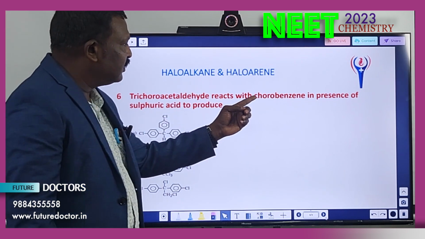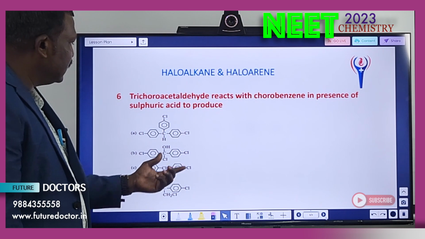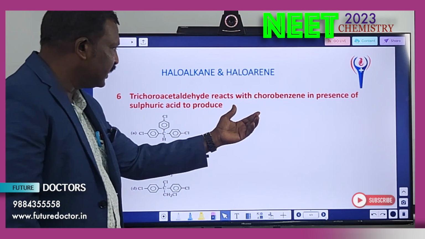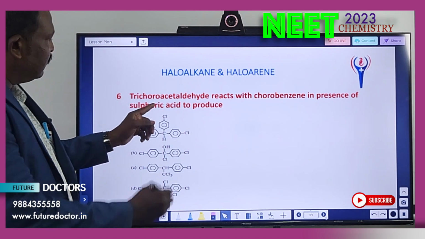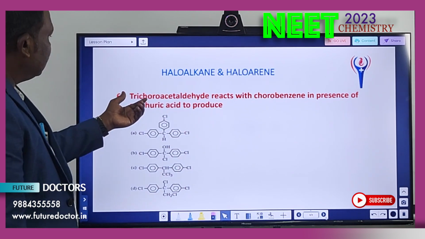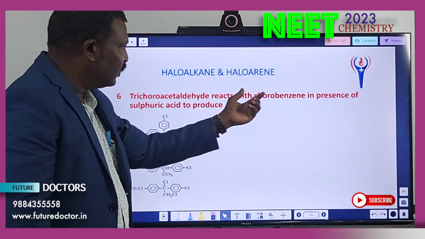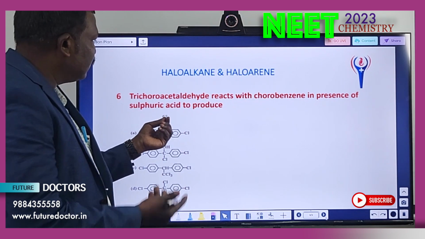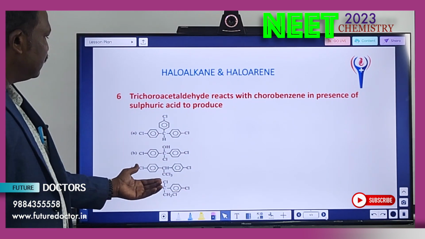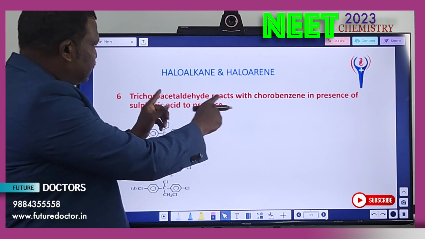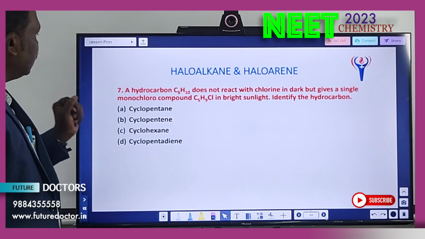Sixth question. Trichloroacetaldehyde reacts with chlorobenzene in presence of sulfuric acid to produce what? That's the question. We have to get the product. So here, we are getting only a big structure. Trichloroacetaldehyde reacts with chlorobenzene in presence of concentrated sulfuric acid. One molecule of H2O will be eliminated. If you eliminate it, this structure is obtained. So when you draw the structure, then only we are getting this one. Okay, next one. Seventh one.